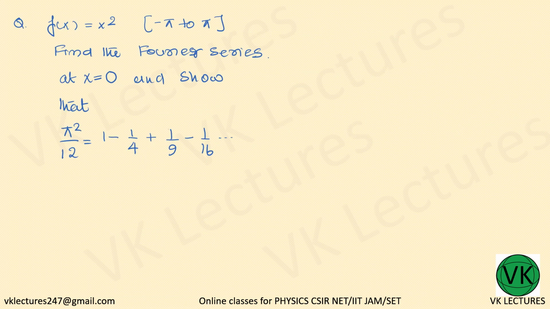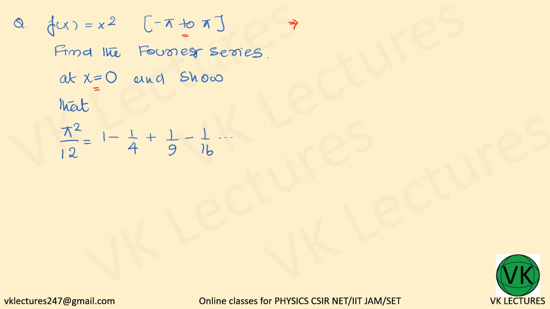Now here we have a question: f of x equal to x square in the region minus pi to pi, so that is an even limit. Now find the Fourier series, and the value at x equal to 1, and show that pi square by 12 equals 1 minus 1 by 4 plus 1 by 9 minus 1 by 16, etc. Now yes, let's find the Fourier series.